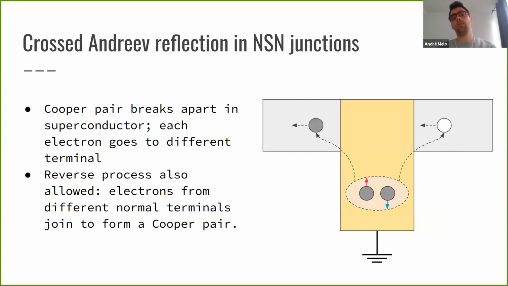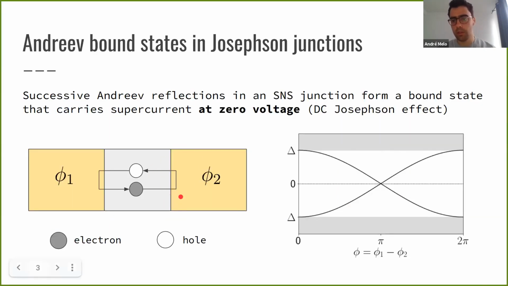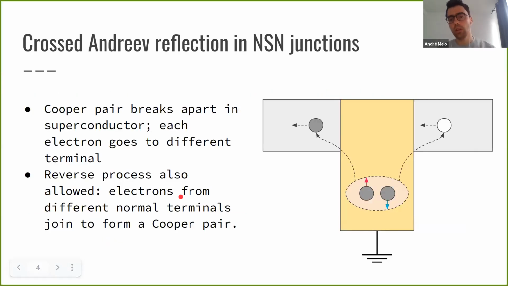Now, so far, I've only told you about a local process that happens in these devices, right? So a process that involves just a single interface at a time, or a single terminal at a time. But there are also non-local processes that can happen that involve multiple contacts or terminals at a time. And one famous example is a process called cross-Andreev reflection. The idea there is the following. Suppose you have now, instead of SNS, an NSN device. What can happen is that you have a Cooper pair in the superconductor that breaks apart and sends an electron to each metallic contact.